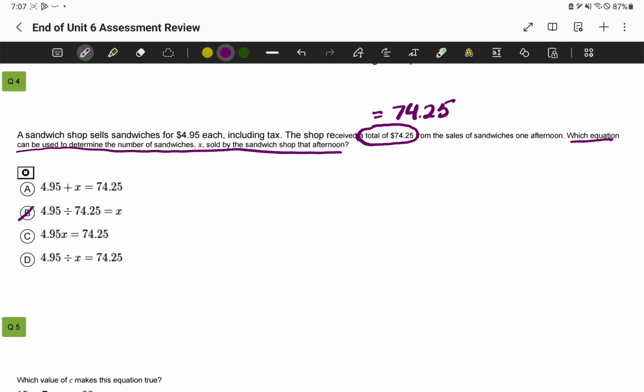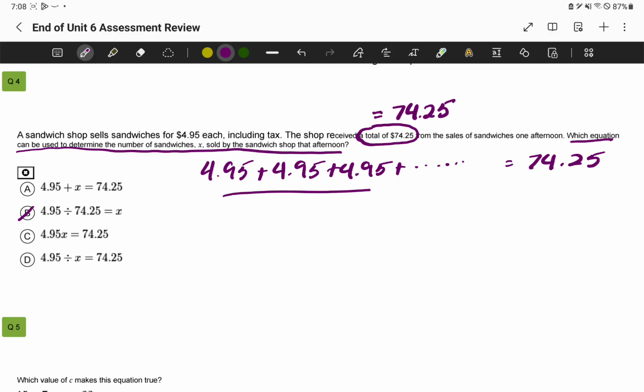Now, if it costs $4.95 each sandwich, well, that's $4.95 for the first sandwich, plus $4.95 for the second sandwich, plus $4.95 for the third, and so on, until we get to $74.25. But at the moment, we don't know how many sandwiches they sold. So we're doing a lot of addition here. So since it's a lot of addition, it can't be D. We're not going to use division.